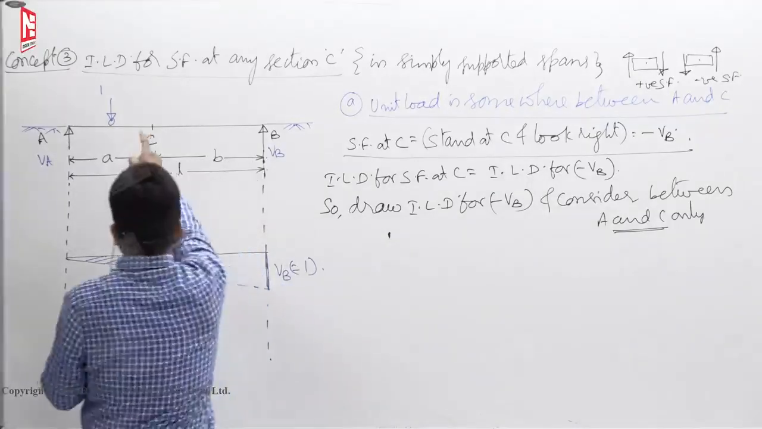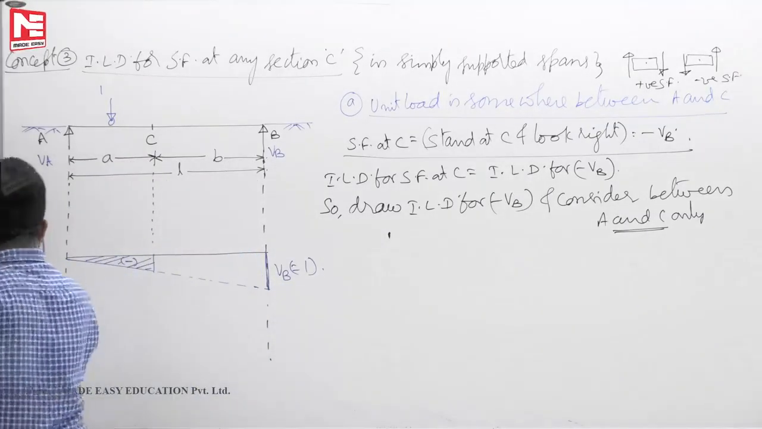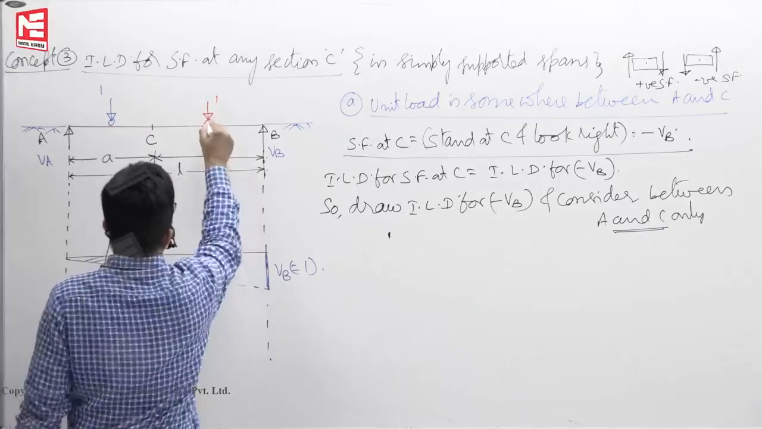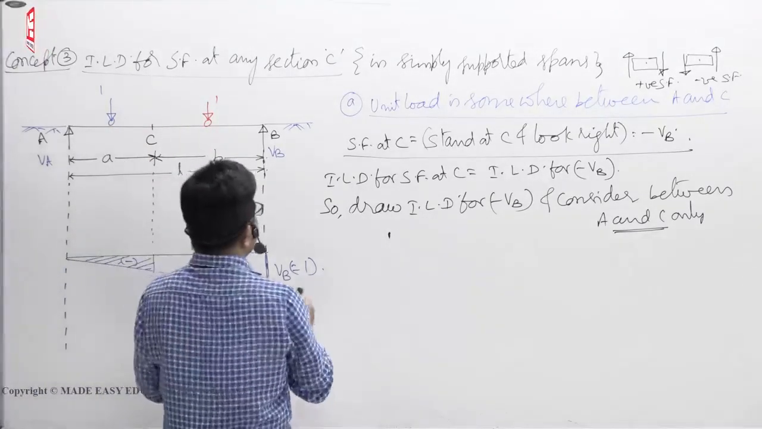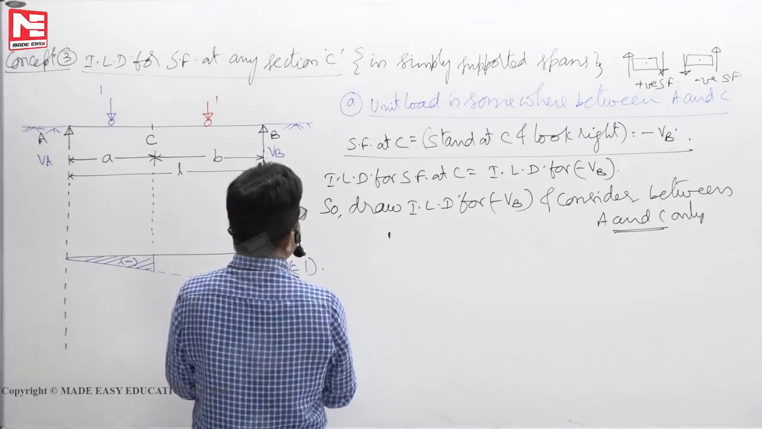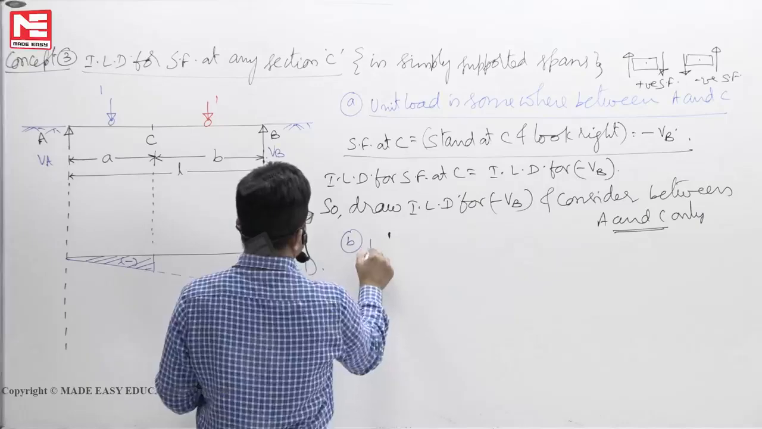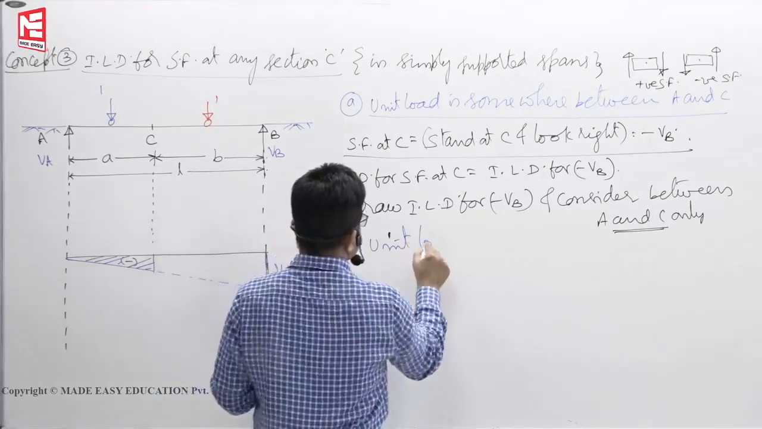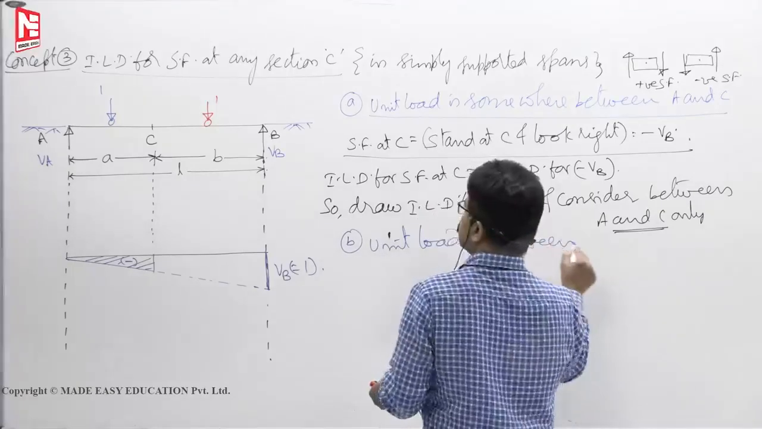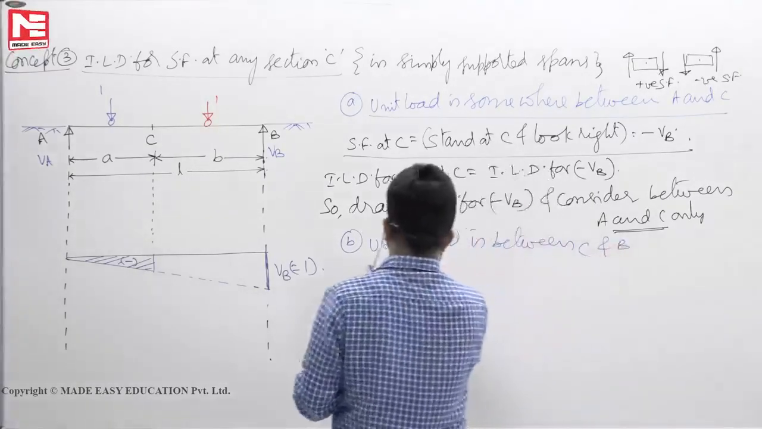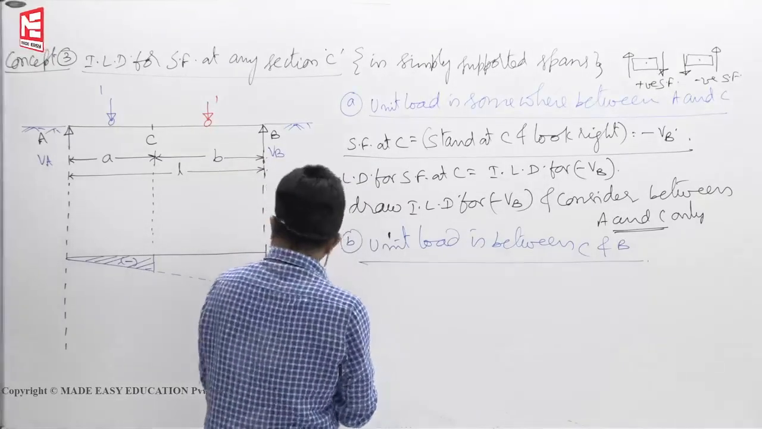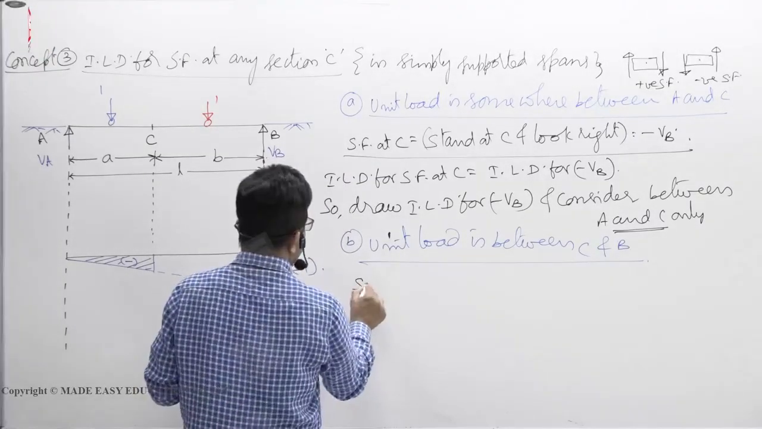Now ask the driver to stand somewhere here. He'll move and stand somewhere here, say. Now take that point. Unit load is between C and B, say. Same load has moved here. Now if you want to find shear force at C, how do you calculate?